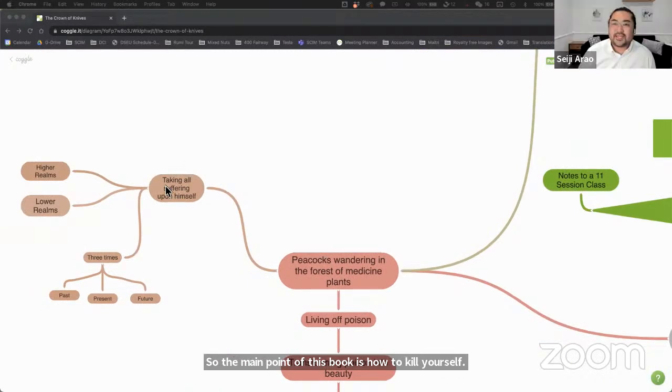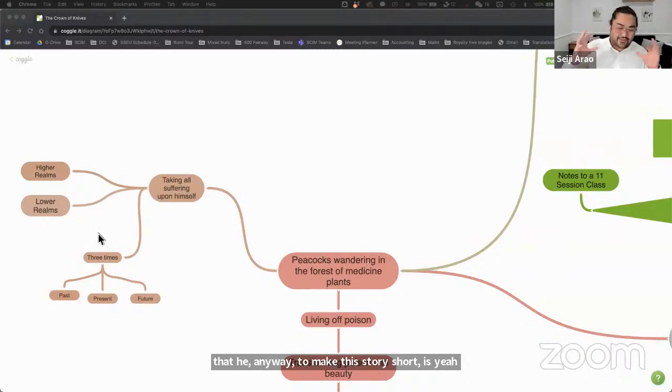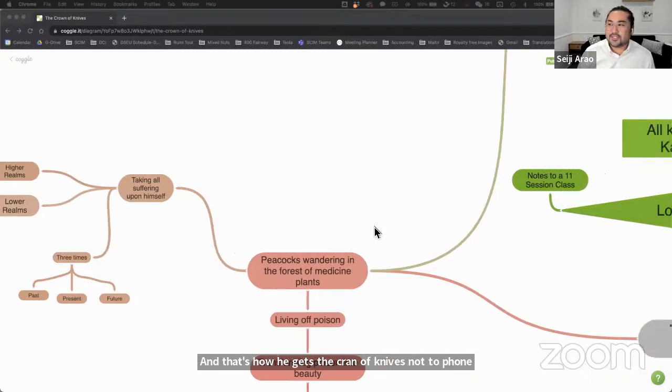That story was really cool. To make the story short, our main character ends up taking the suffering of everyone everywhere, and that's how he gets the Crown of Knives not to fall on his head, and he develops bodhicitta.